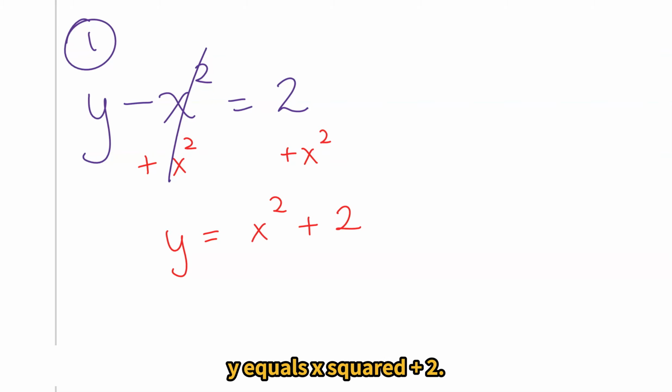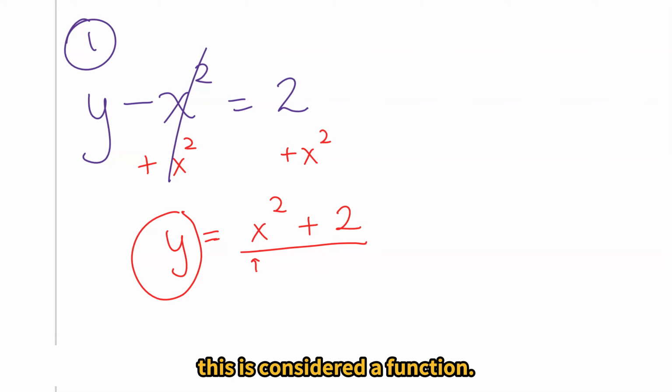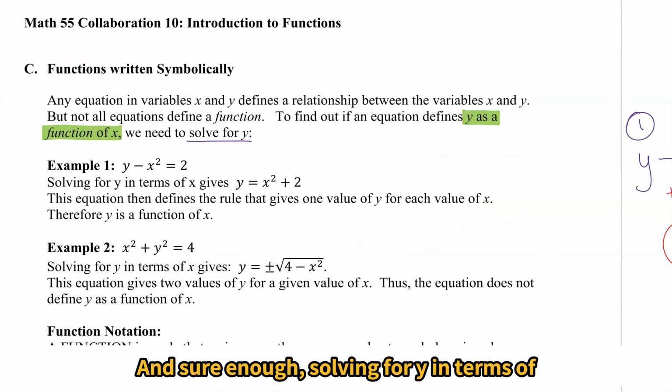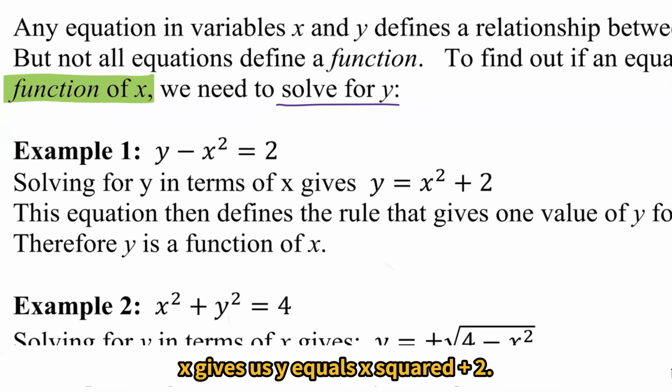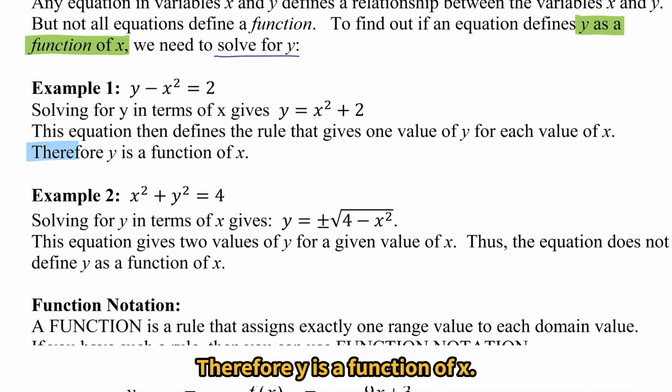Y equals x squared plus 2. Since I have one single output, y, equaling an expression that has x in it, this is considered a function. Every input for x will give me exactly one output, y. And sure enough, solving for y in terms of x gives us y equals x squared plus 2. This equation then defines the rule that gives us one value of y for each value of x. Therefore, y is a function of x.